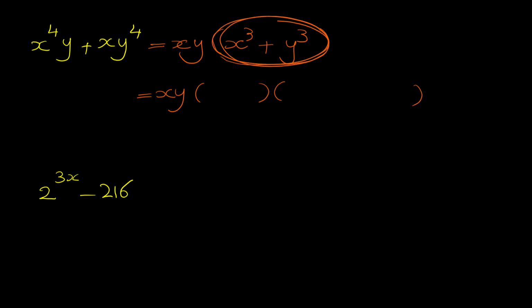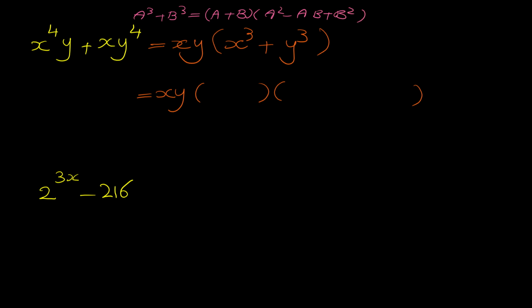For this, we remember the a to the 3 plus b to the 3 identity. Don't worry, gradually by doing more and more examples, you can memorize the identity. What was the identity if you remember? a3 plus b3 is a plus b times a2 minus ab plus b2. So, based on the identity, x3 plus y3 would be x plus y times x2 minus xy plus y2.